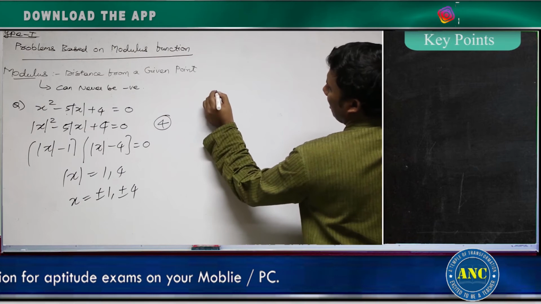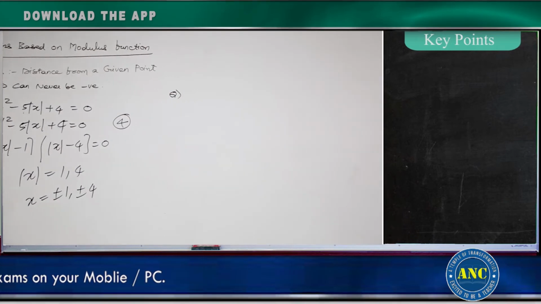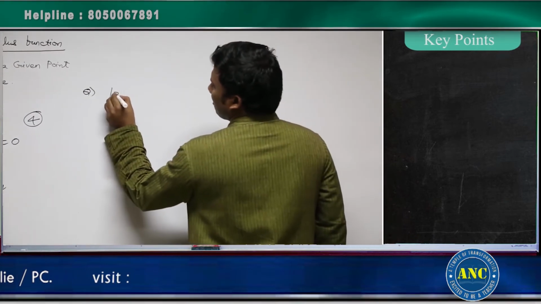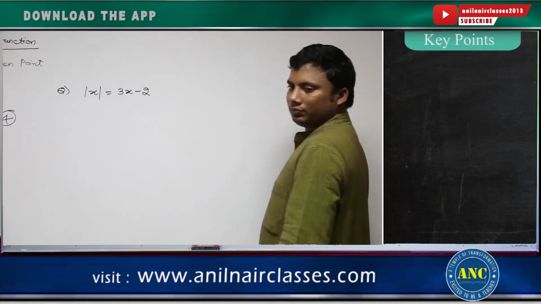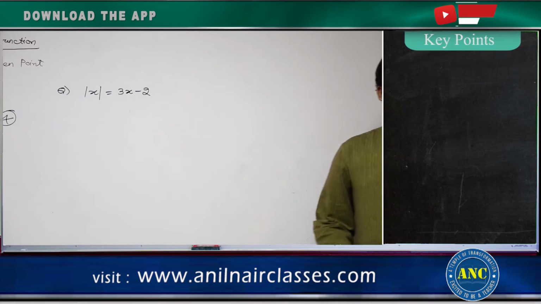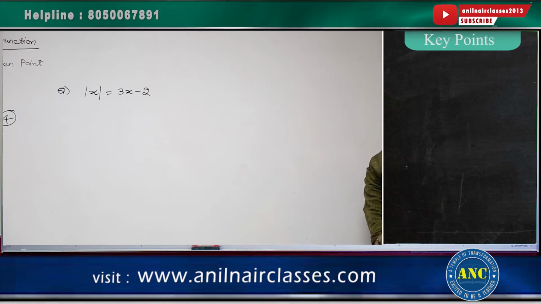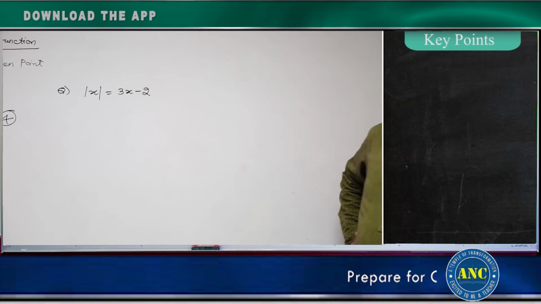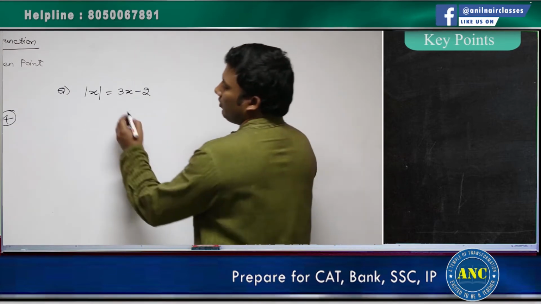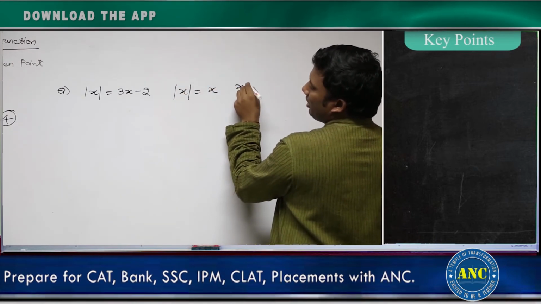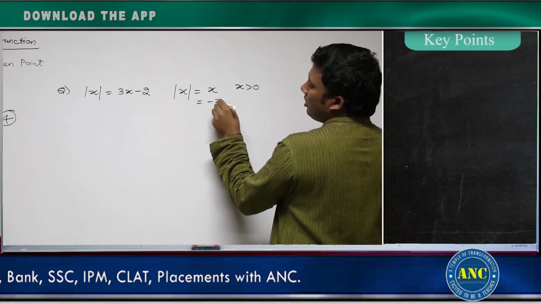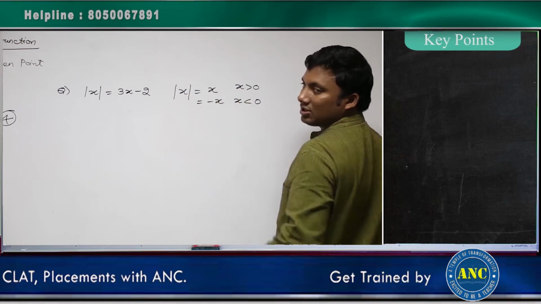Now, this is a typical CAT question. Find the value of x satisfying the equation mod x equivalent to 3x minus 2. Most of the students may make a mistake in this question. They will take it as they must have read somewhere this definition: mod x is x if x is greater than 0, mod x is minus x when x is less than 0.